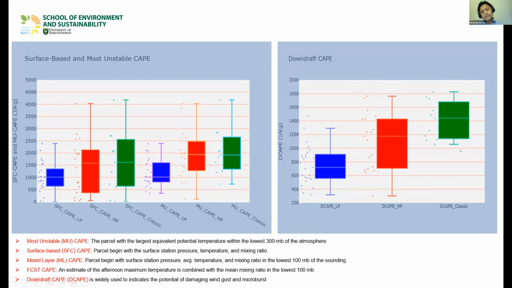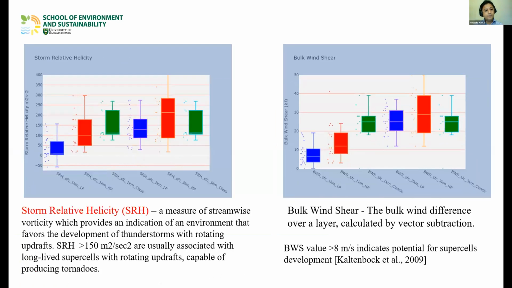In the right panel, you can see what is called downdraft CAPE, or DCAPE, and downdraft CAPE is a variable that gives information about the potential for hurricane-force wind, and it also gives some information about hail. As you can see from this figure, LP supercells had the lowest amount of DCAPE, HP had medium, followed by the highest for the classic. I will connect why DCAPE is important in a later slide.